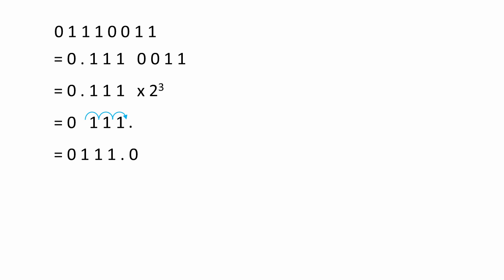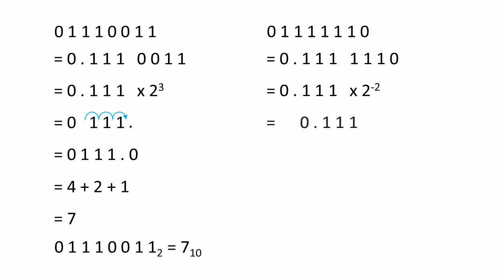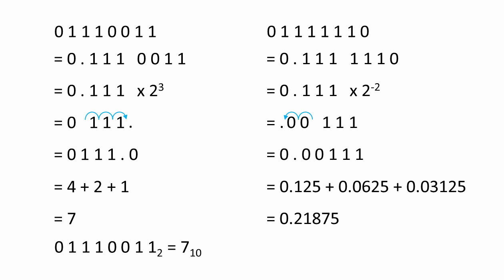Anyway, I now have my number in pure binary, which I can convert into denary. So, my original binary number is 7 in base 10. Let's do that again with a 4-bit mantissa and a 4-bit exponent. I can see that the exponent this time is a negative number, which means I'm going to float the point to the left 2 places. Convert the pure binary number into denary, and this time I have 0.21875 in base 10.